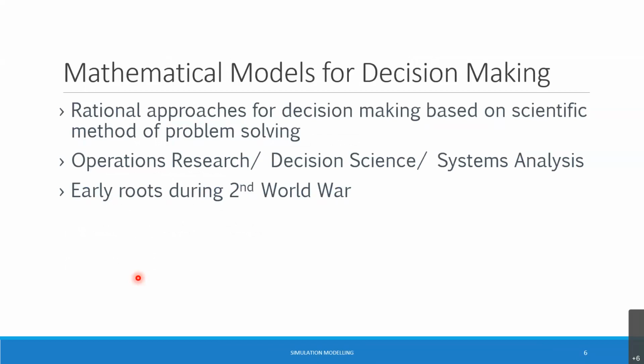So we are dealing with what we call mathematical models of decision making, which give us a rational approach to decision making, based on what we call problem solving. It is called by different names: operations research, decision science, systems analysis. Maybe systems analysis is a broader term, because it doesn't mean only mathematical models. It is a process through which you analyze a problem and then try to develop a solution to it. But in the process, when we are dealing with complex systems, we use mathematical models, and these are called optimization techniques, operational techniques, and so on.